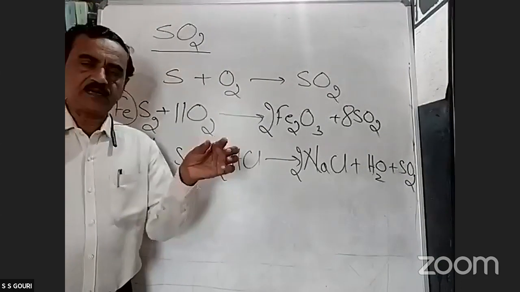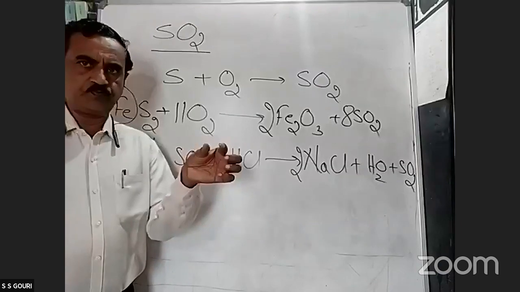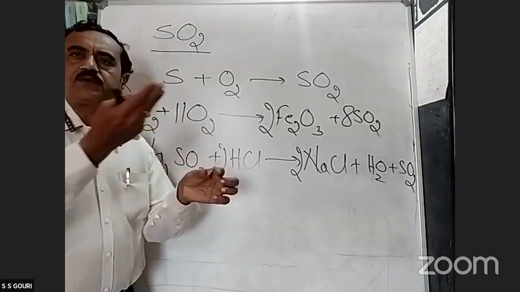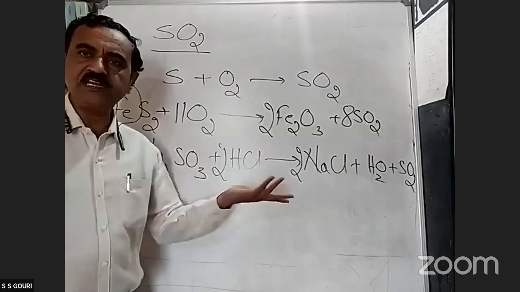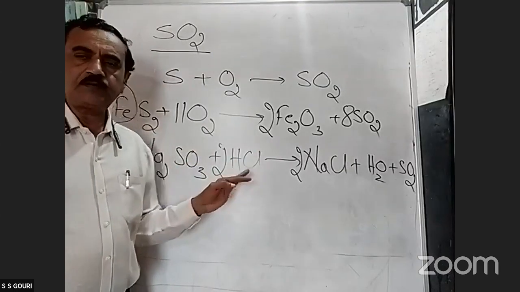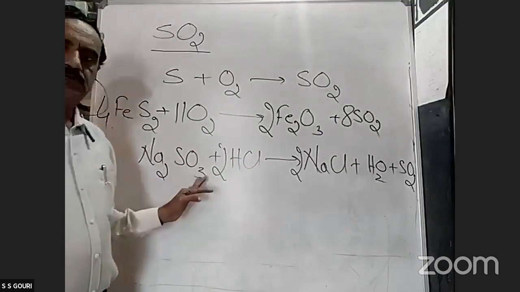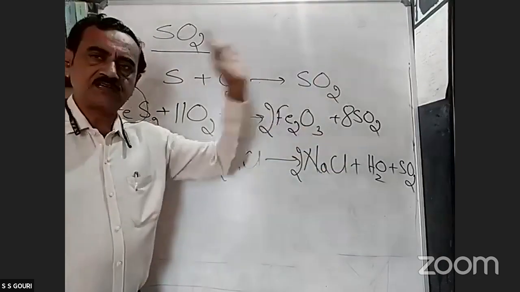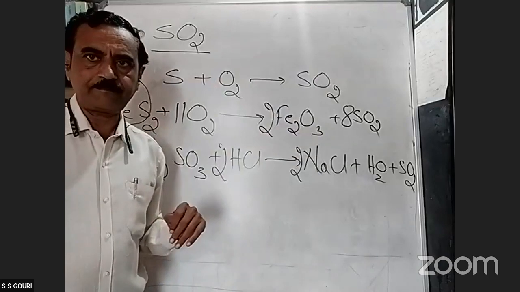Take sodium sulfite in a test tube and add hydrochloric acid. There is evolution of SO2. You don't have to heat even. You don't need to heat; take sodium sulfite, add hydrochloric acid, and sulfur dioxide gas is liberated.